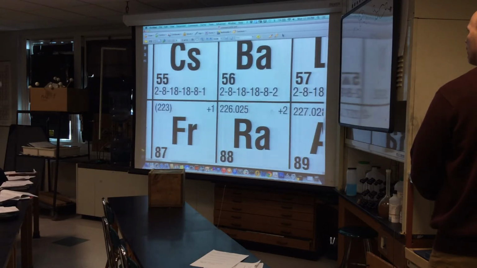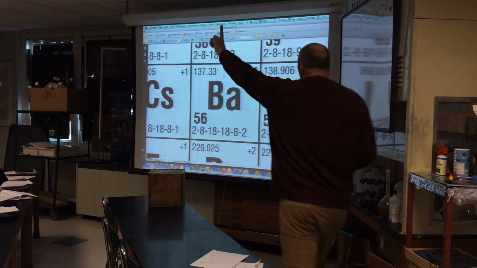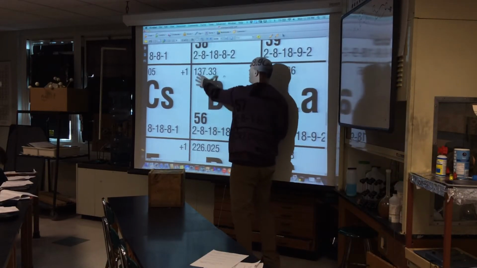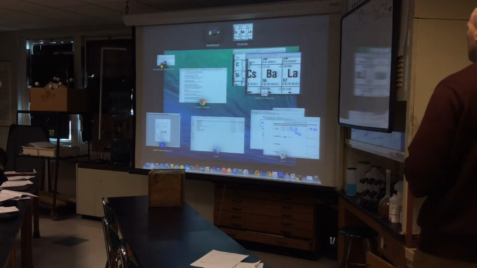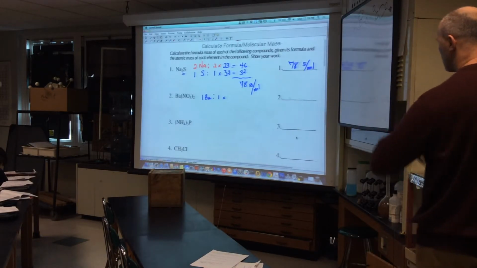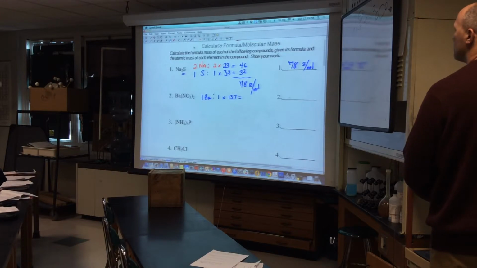All right. There it is. 137. That means if I have 1 mole of barium in my box, it'd be 137 grams. So we put that in. You can round, because it gives us the most abundant isotope. Again, I know my 1 times tables. You may not, so this might amaze some of you. 1 times 137 is 137.